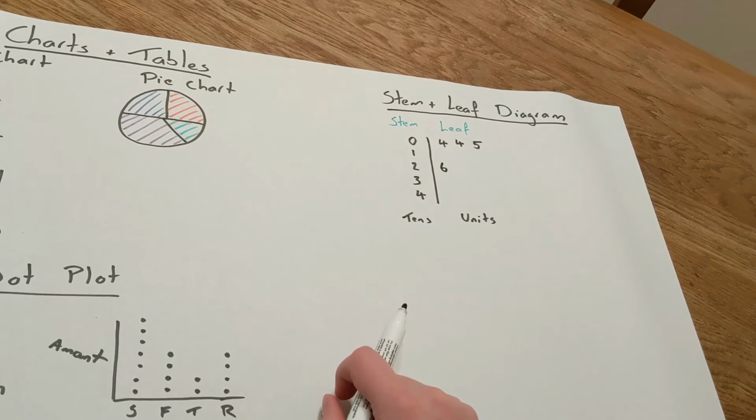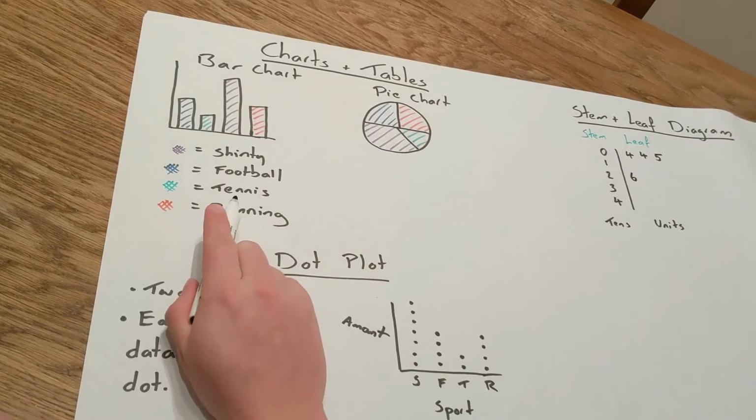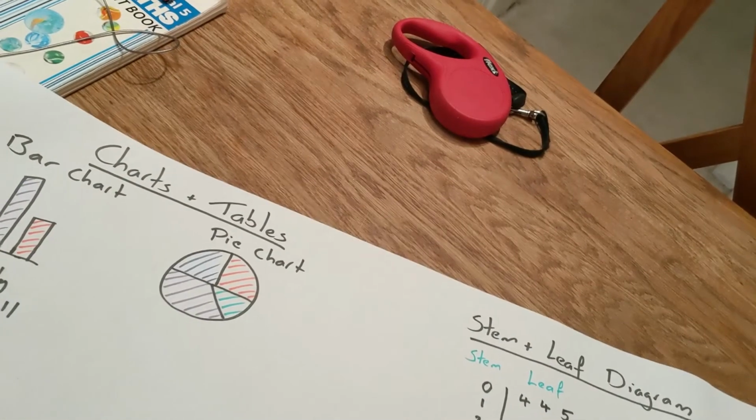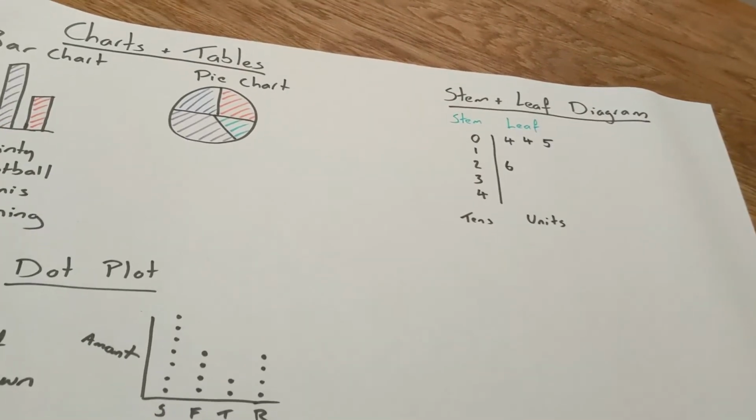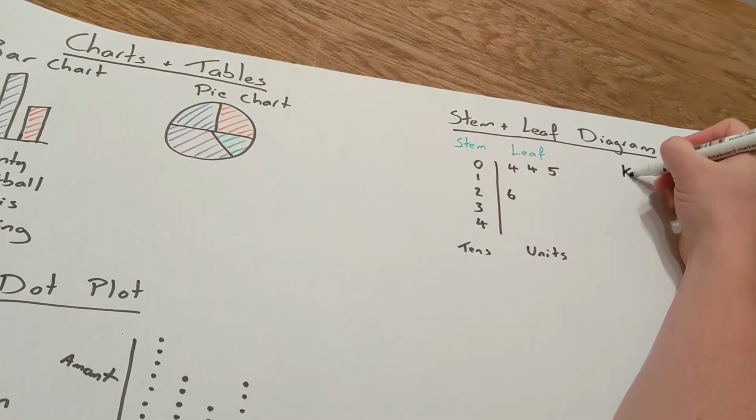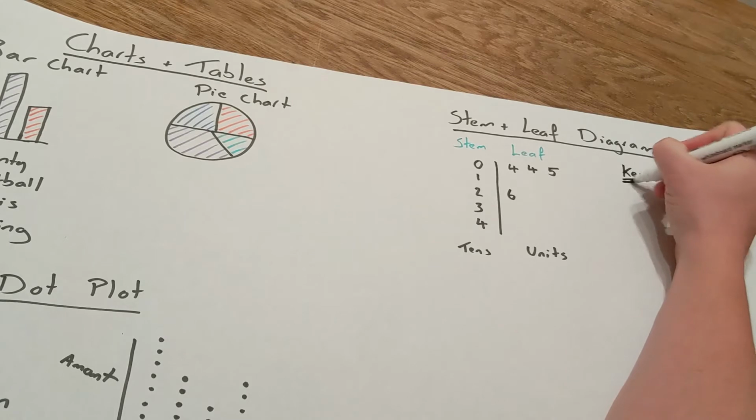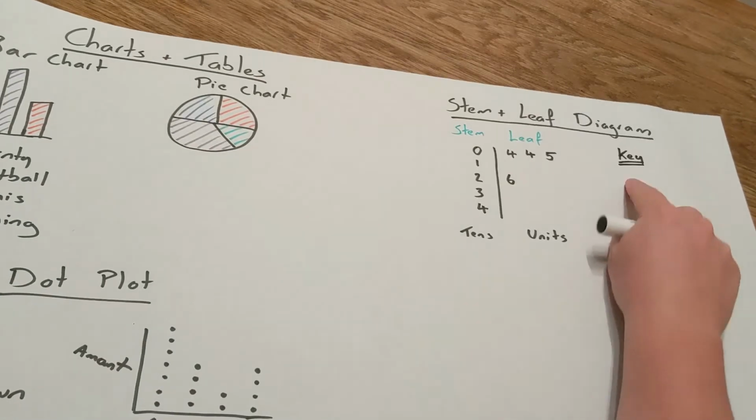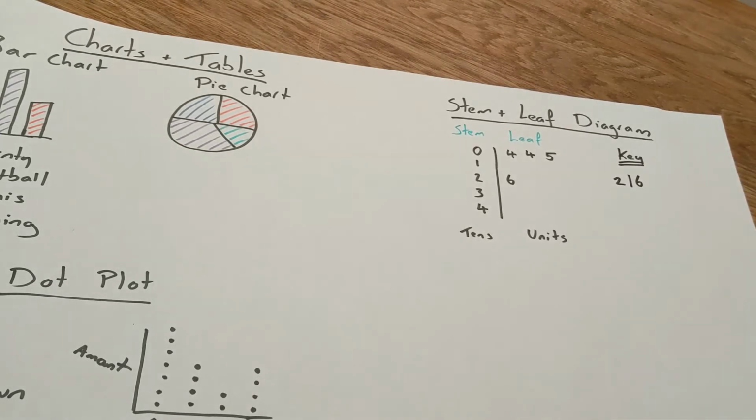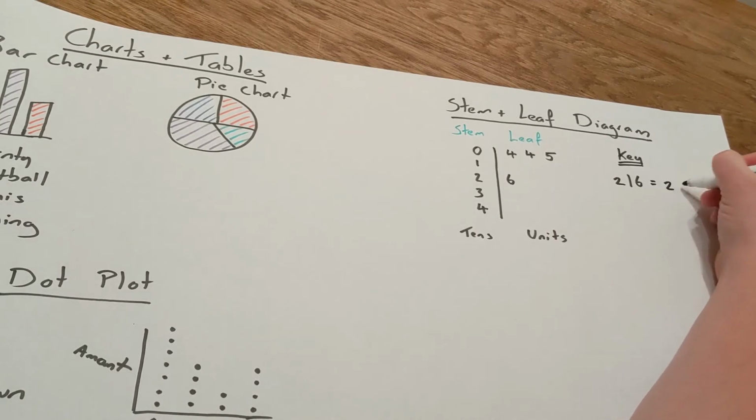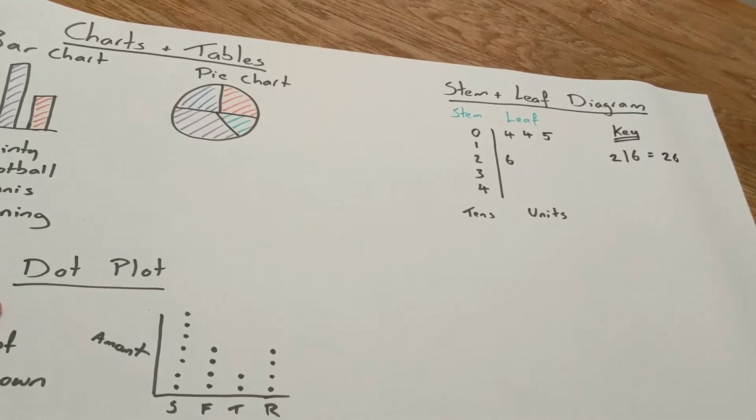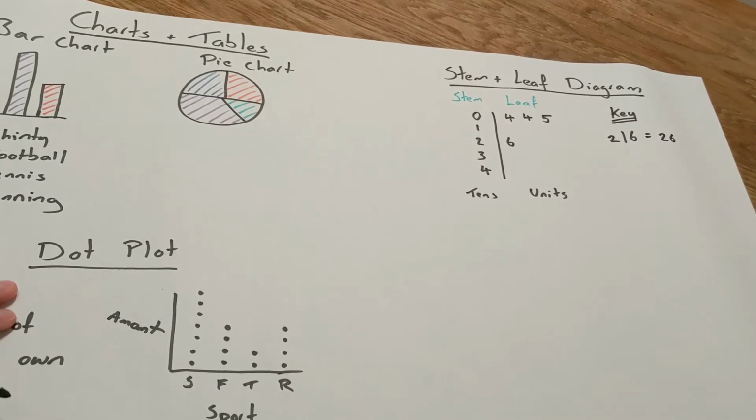That gives me 26. Just like in the charts we had here, bar and pie chart, we had a key. We always use a key for these diagrams as well. So let's write at the side here our key. Okay, and we're going to say for our key that if we've got the 2, then a line, and the 6, we're going to say that that equals 26.